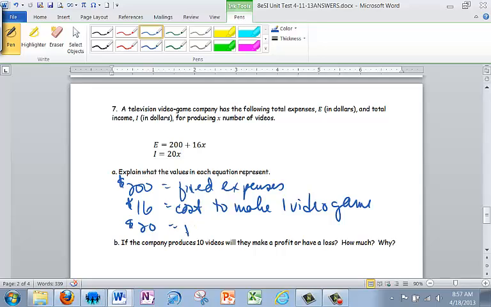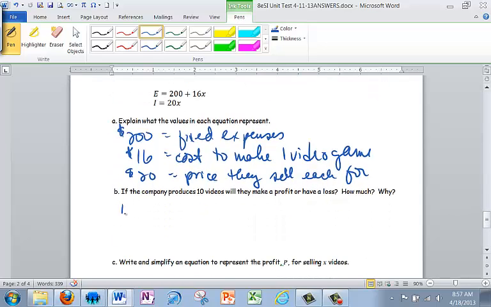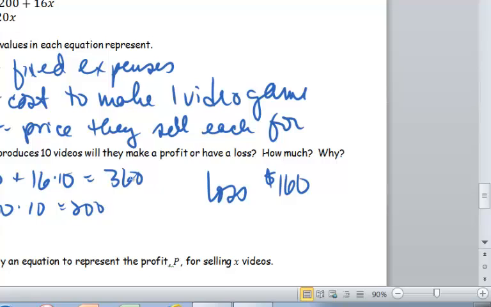This is the price they sell each video game for. So that's a little bit different. For 10 videos, is it a profit or a loss? Well, the expenses would be 200 plus 16 times 10, so that's 360. The income, however, is 20 times 10, which is only 200. So they have a loss of $160 because the expenses are more than the income. So that's the explanation that you'd want to use there.